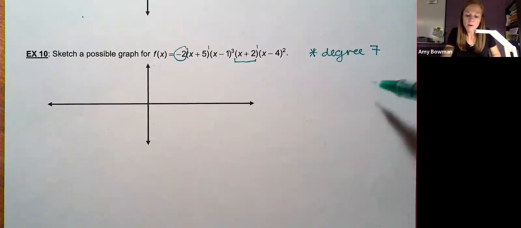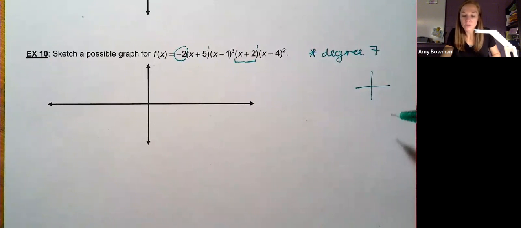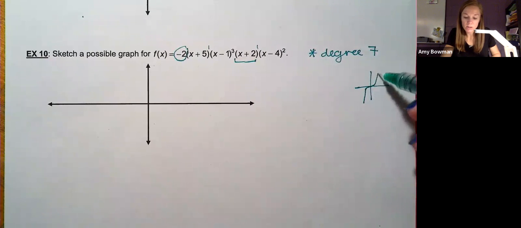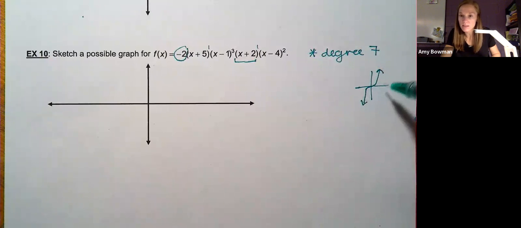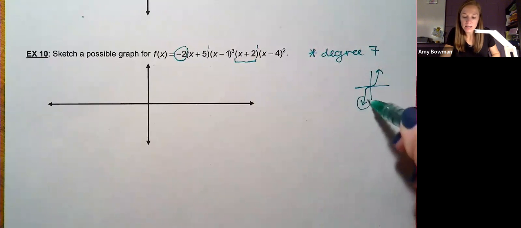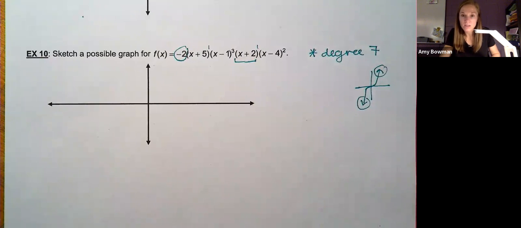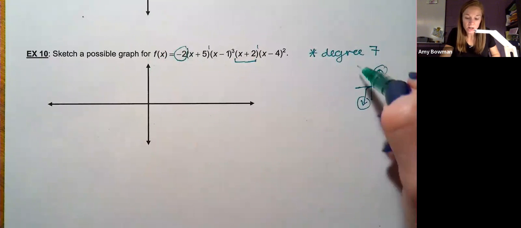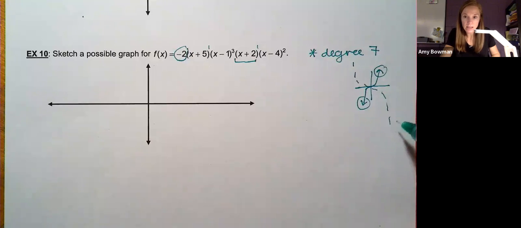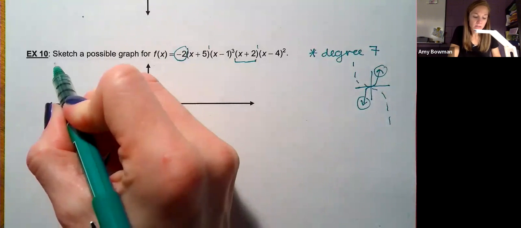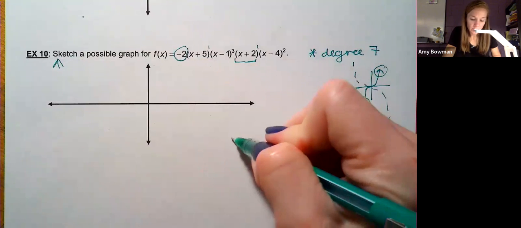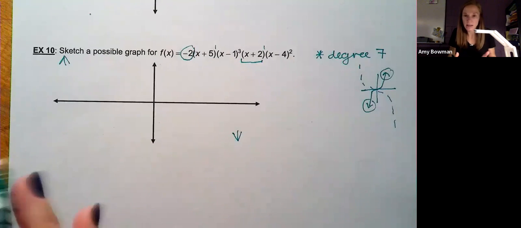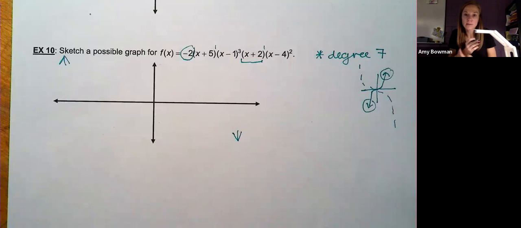My advice is just think about what you know about the parent graph of x cubed. So x cubed, x to the 5th, x to the 7th, they all behave in this same way in terms of end behavior. So it starts in the negatives and ends in the positives. So this leading coefficient of -2 means our graph is actually going to start up here and end in the negatives. So that's how we know where it's going to start and end.